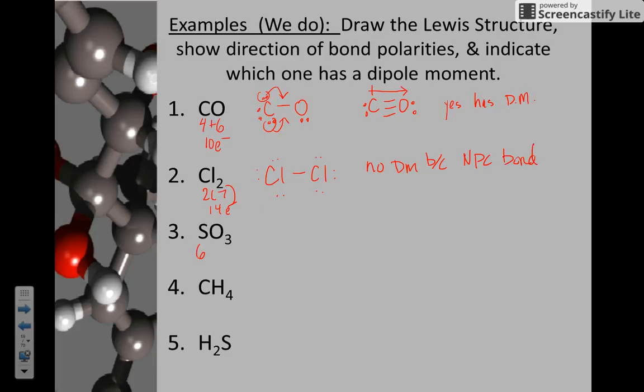With SO3, you have 6 electrons here, plus 3 times 6, so 6 plus 18 gives you a total of 24 electrons. So you put your S and you put your 3 oxygens attached to it. That's 2, 4, 6, 8, 10, 12, 14, 16, 18, 20, 22, 24, and you kind of run out of electrons.